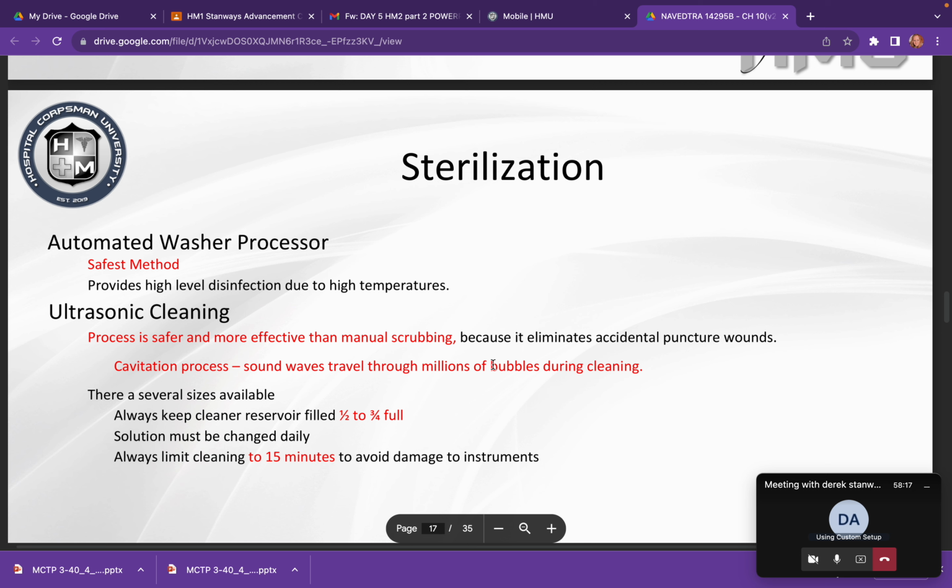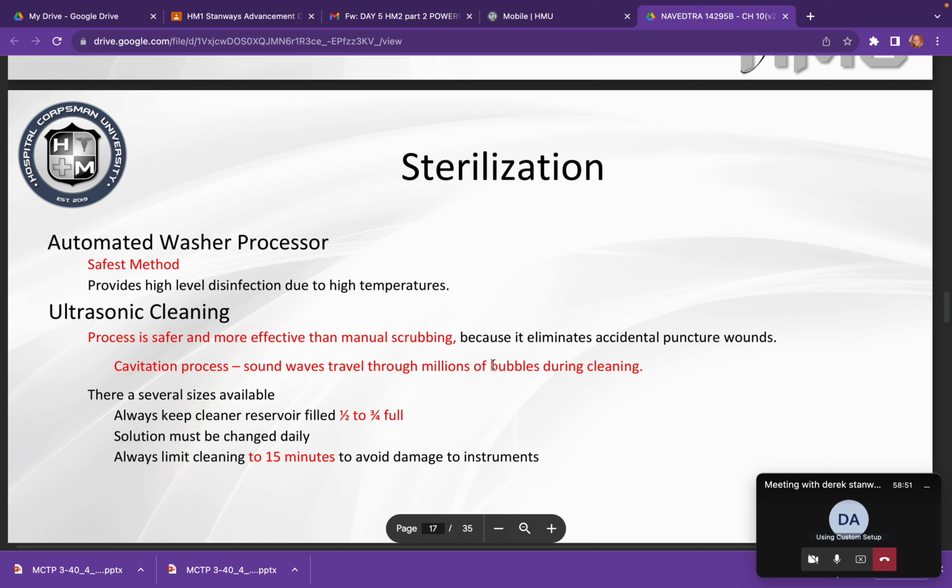So what it's doing is, like she said, it vibrates at a very fast speed using heat, water, and bubbles, and basically knocks off all the debris on there, or the bioburden. And I want to explain it, right? Bio means life, burden means bother. So all it is, is living organisms or bacteria that is bothering the structure of that metal or whatever that instrument is, that those bubbles are knocking off of it to make it clean. So for anybody who wants the technical definition, cavitation process is sound waves travel through millions of bubbles during cleaning.